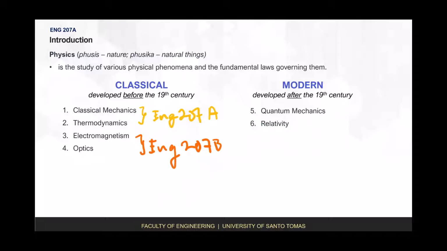And then electromagnetism is about dealing with electricity, magnetism, fields, and the behavior of light. That is optics, the behavior of light and its interaction with materials.